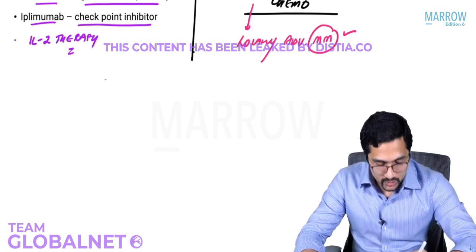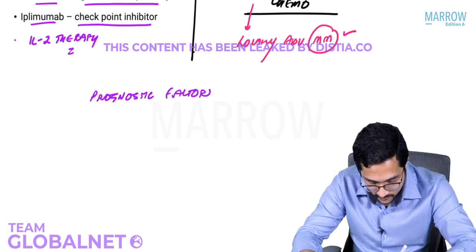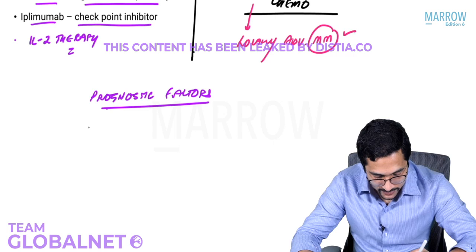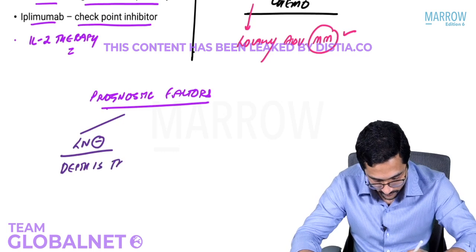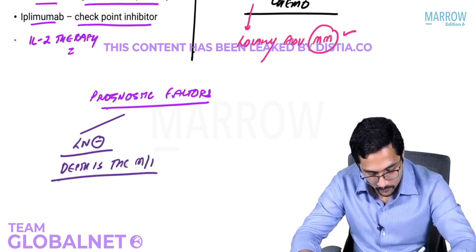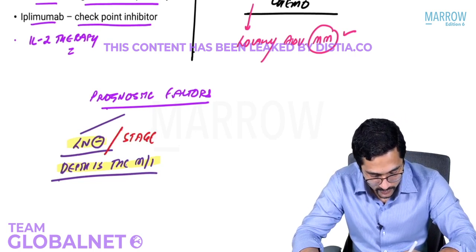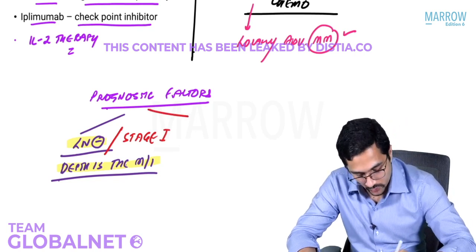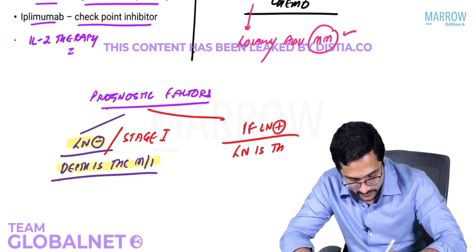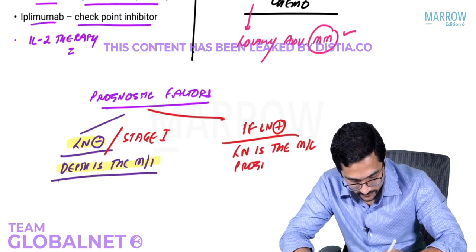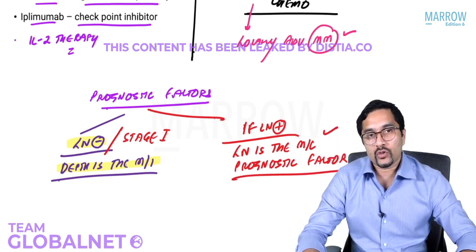So if we talk about the prognostic factors for malignant melanoma, two questions have been asked regarding the prognostic factors for malignant melanomas. You should know in patients where lymph nodes are not involved, depth is the most important prognostic factor. Depth is the most important prognostic factor where lymph nodes are not involved, in stage 1. So in stage 1 patients, depth is the most important prognostic factor. But if lymph node is positive, then lymph node is the most important prognostic factor in these patients. This is what you should know about.